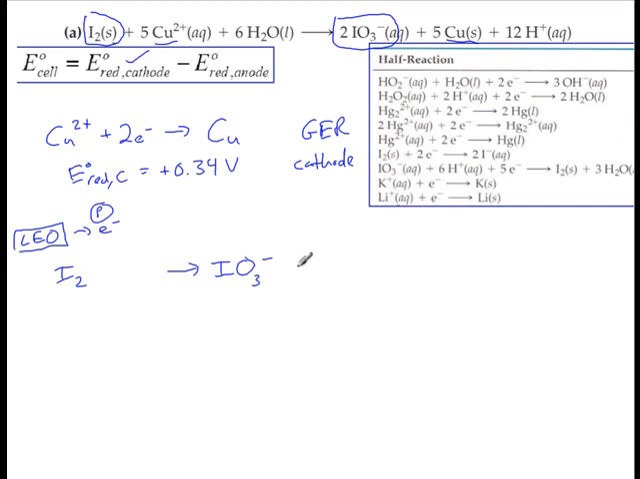Now, I will tell you that on the test, you'll have information from the standard reduction potential chart, but you're not going to have enough information to balance out some of the redox problems on the test. So you're still going to have to balance the redox reactions the old-fashioned way, not sort of the cheat, if you will, that I'm doing here.